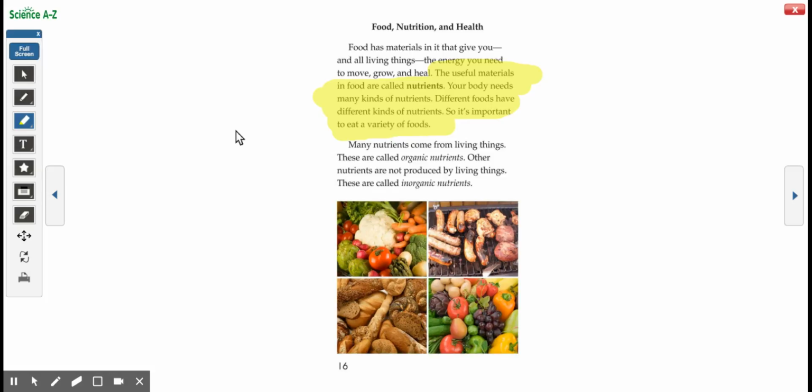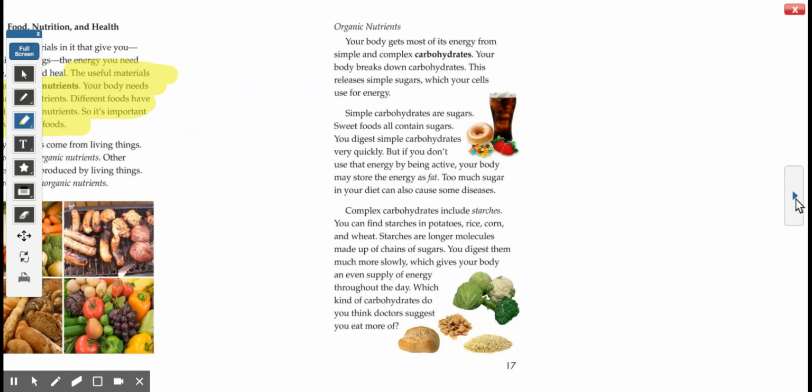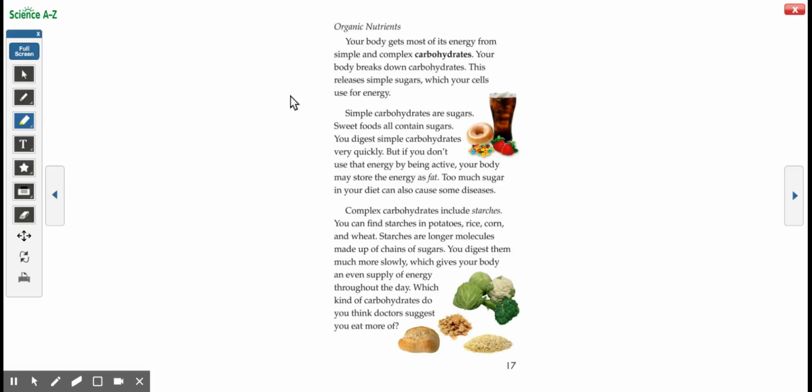Alright, so we have nutrients that come from living things, which are organic. Nutrients that are not made by living things are called inorganic. Alright, organic nutrients. Your body gets most of its energy from carbohydrates. This is the sugar that we talk about. Simple carbohydrates are sugars. Anything sweet. You digest them very quickly, but if you're not active running around and burning off that sugar, it can be stored as fat.